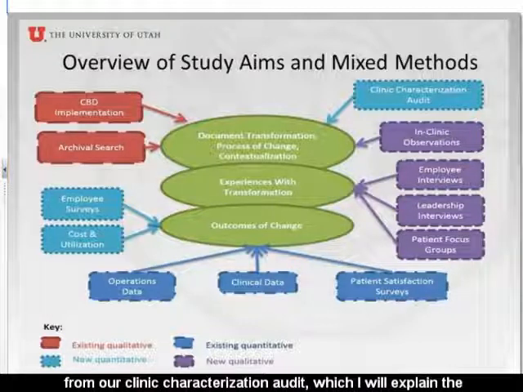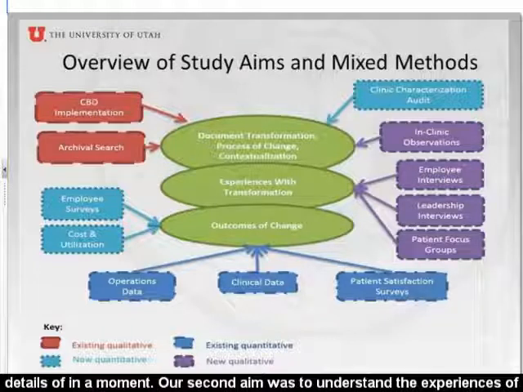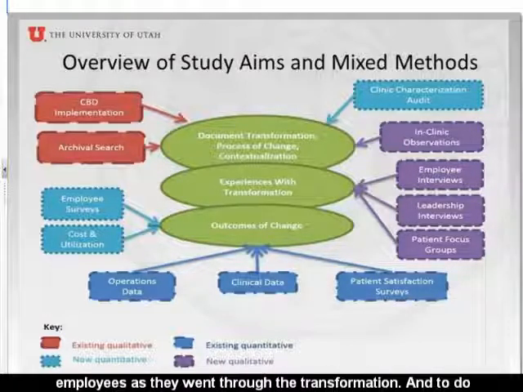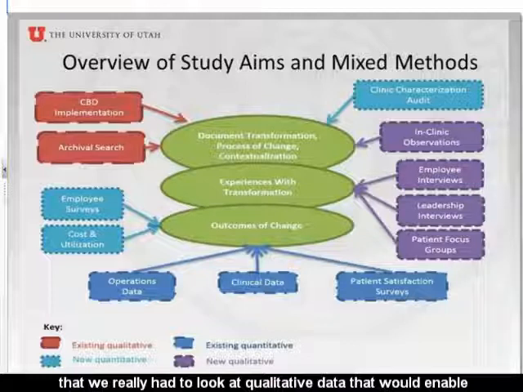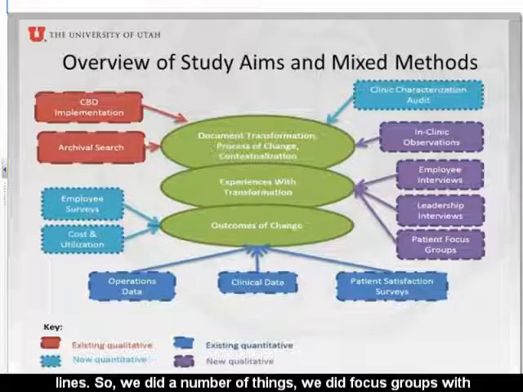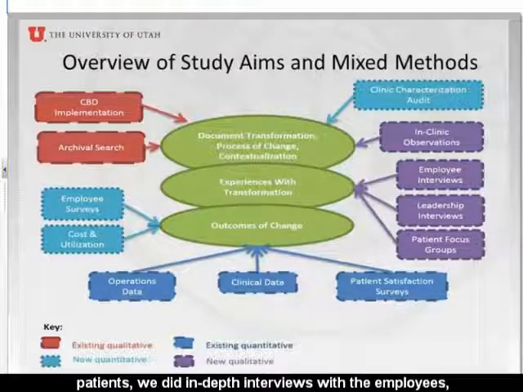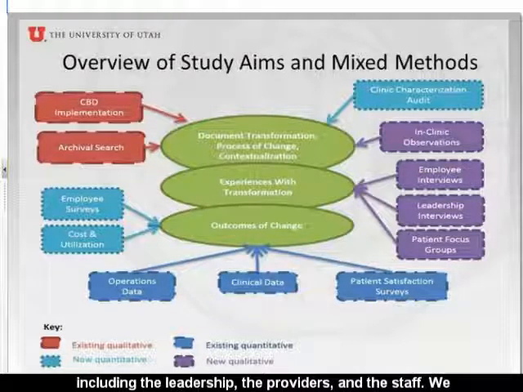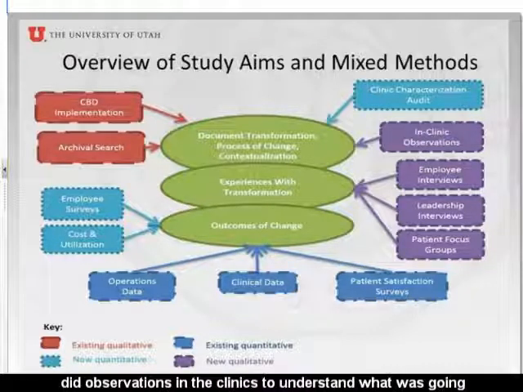Our second aim was to understand the experiences of our employees as they went through this transformation. And to do that, we really had to look at qualitative data that would enable us to get into the minds of the people who are on the front lines. So we did a number of things. We did focus groups with patients. We did in-depth interviews with the employees, including the leadership, the providers, and the staff. And we did observations in the clinics to understand what was going on the ground. Those are the purple boxes.